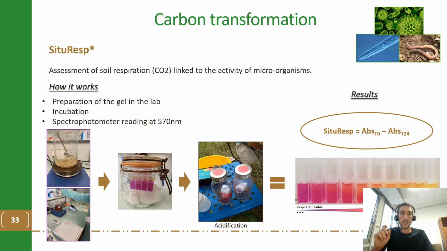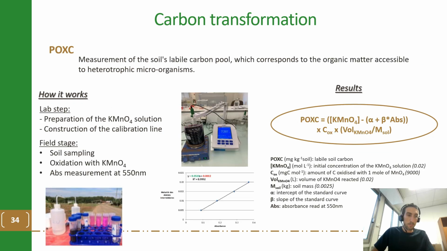This indicator is also very visual. A purple cuvette indicates very little respiration, whereas a yellow cuvette after 24 hours indicates intense soil respiration. But POX, which measures the pool of carbon oxidized by potassium permanganate, is a proxy for the pool of labile organic matter that is easily accessible or usable by heterotrophic microorganisms.